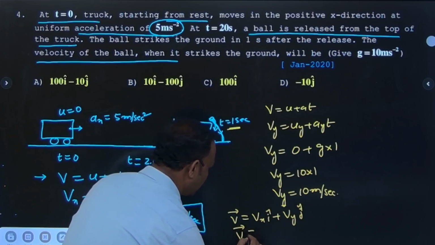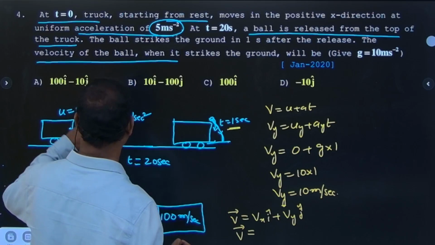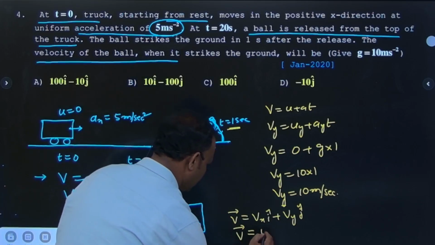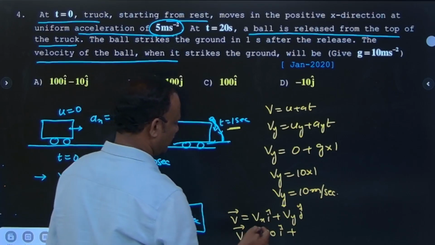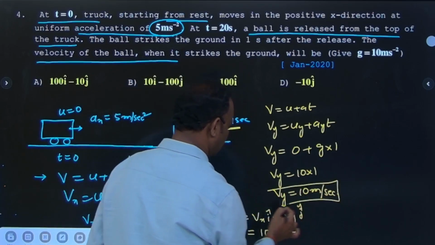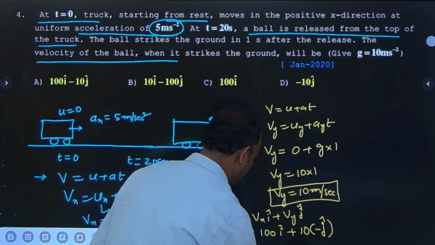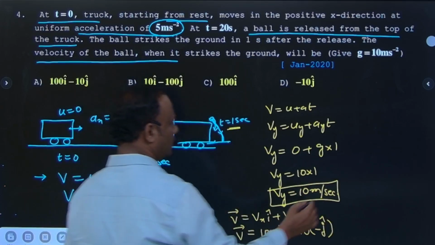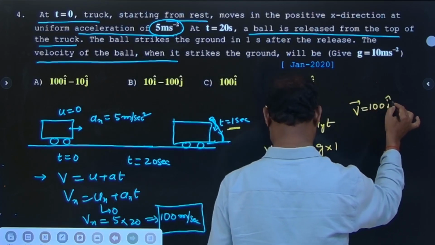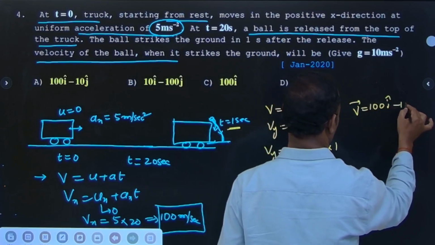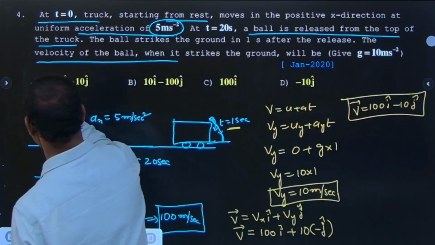V bar is equal to, along the x-axis, Vx we got as 100 i cap, plus Vy, which we got as 10, that means minus 10 j cap. So your answer is V bar equals 100 i cap minus 10 j cap. So your answer is option 1.